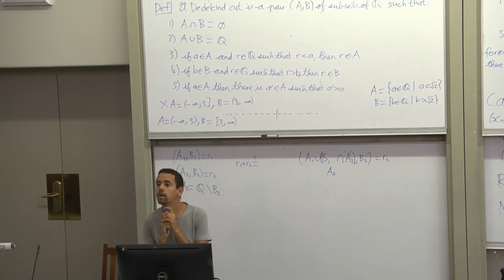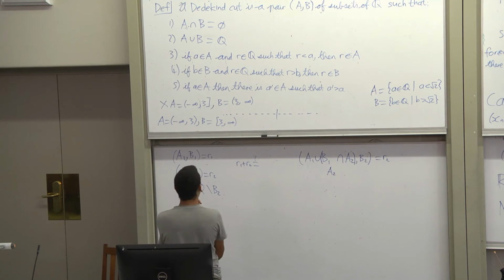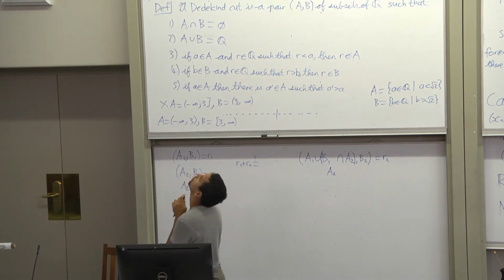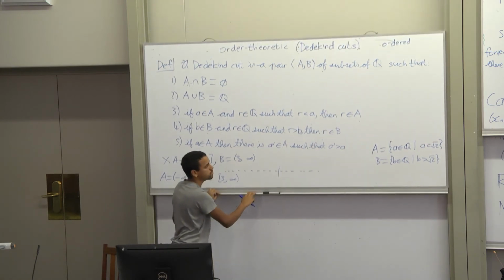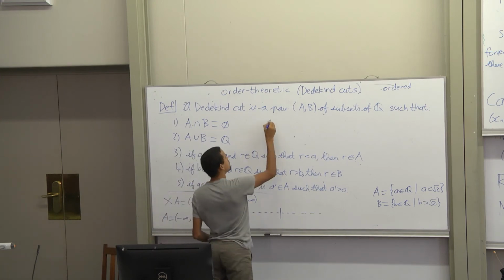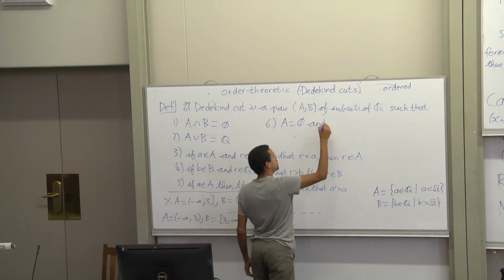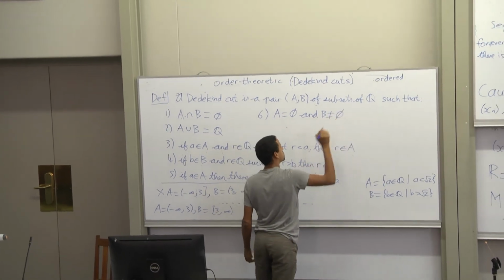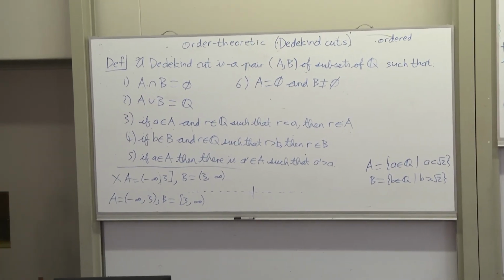Yeah? Technical question on the definition. Is 4 necessary, or can you get it from 1, 2, and 3 combined? Or is this a special case that means you do need 4 as well? Oh, sorry, that actually reminds me, there's another condition I forgot to add, so let me just add it over here. 6: A is not the empty set, and B is not the empty set. Anyway, so can you get 4 from 1, 2, and 3?